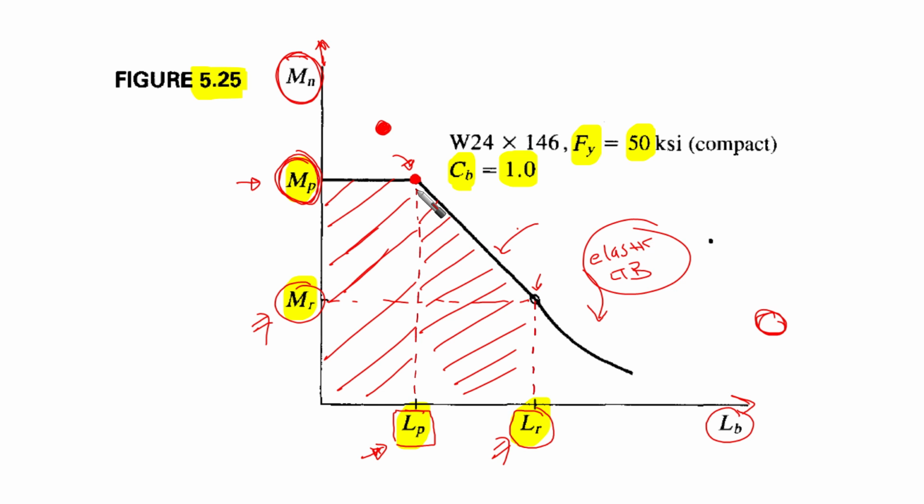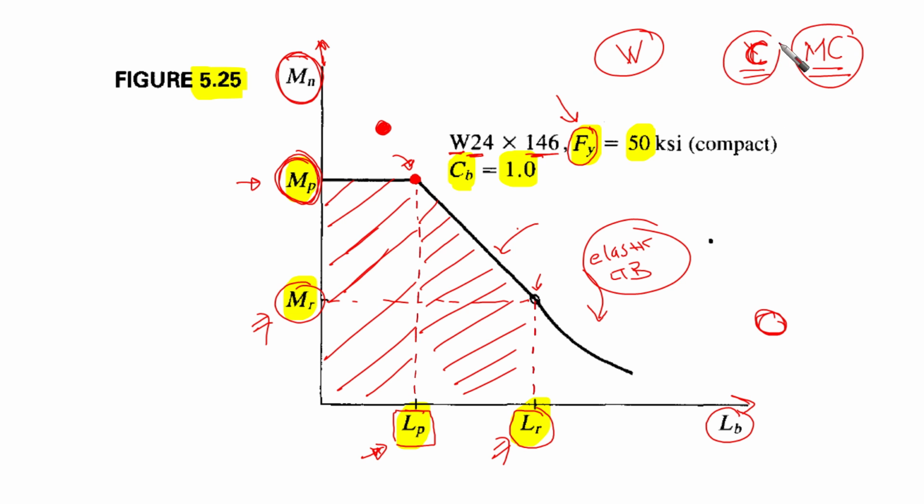So remember, this is the shape of the curve that you're going to see in the chart. This is an example given for a wide flange W24x146 with F yield. As we're going to see, these charts are only for wide flanges, and you can find them for C and MC, which are the channel and miscellaneous channel curves as well. But we are highly interested in wide flanges, and it is for F yield equal to 50 KSI.